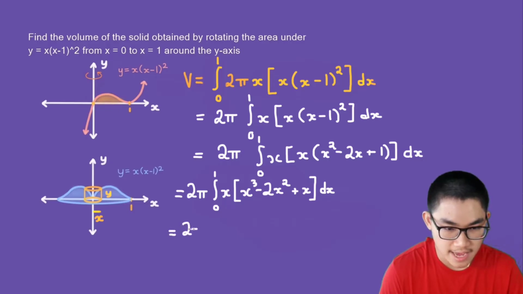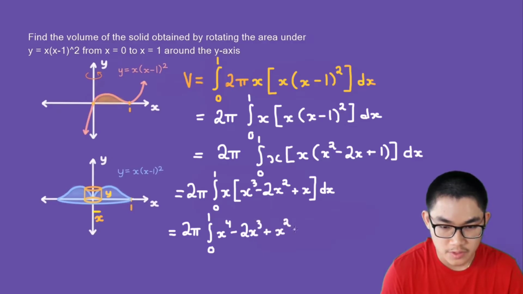Then we're also gonna have 2 times pi times the integral from 0 to 1. And this is gonna be x to the power of 4 minus 2 times x to the power of 3 plus x to the power of 2 dx.